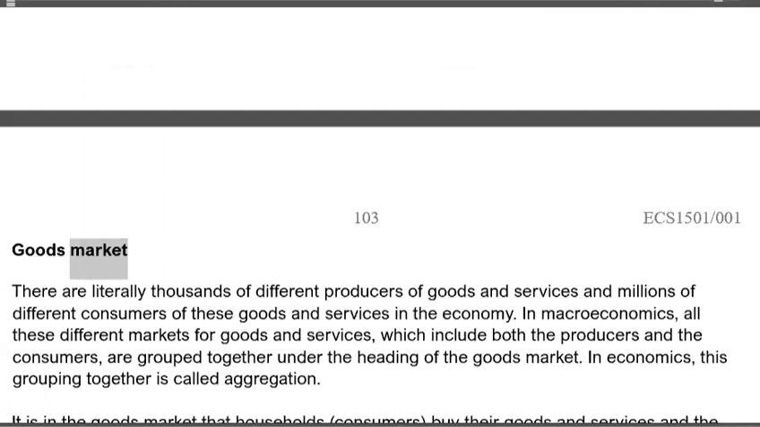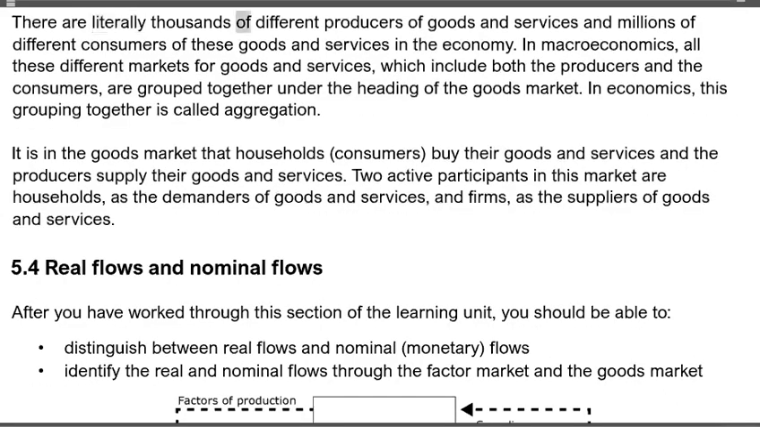Goods market. There are literally thousands of different producers of goods and services and millions of different consumers of these goods and services in the economy. In macroeconomics, all these different markets for goods and services, which include both the producers and the consumers, are grouped together under the heading of the goods market. In economics, this grouping together is called aggregation. It is in the goods market that households, consumers, buy their goods and services and the producers supply their goods and services. Two active participants in this market are households, as the demanders of goods and services, and firms, as the suppliers of goods and services.